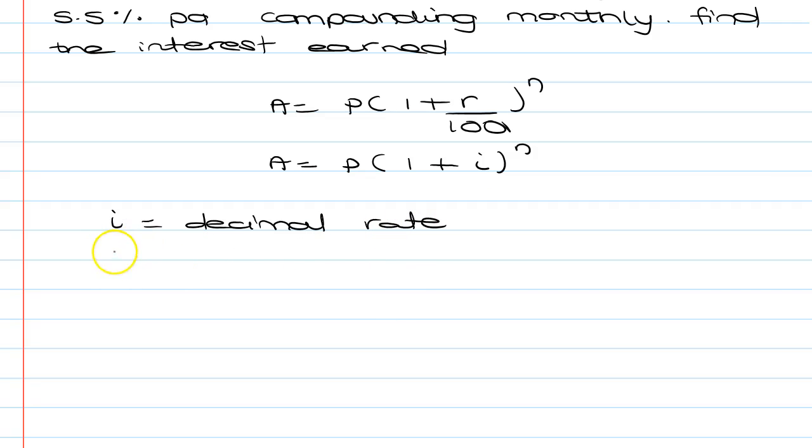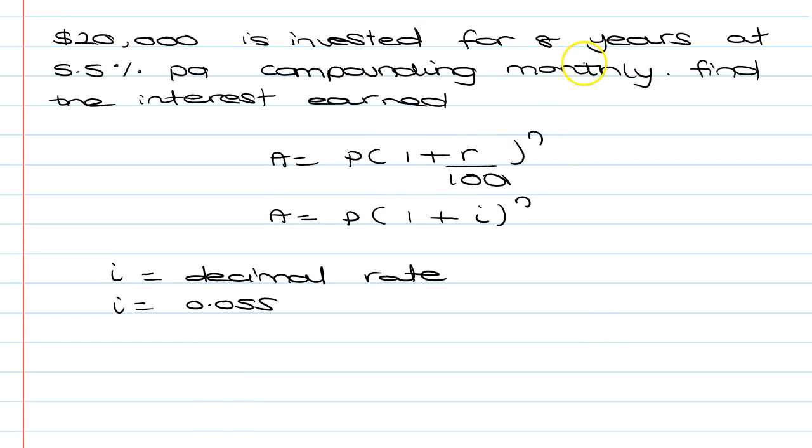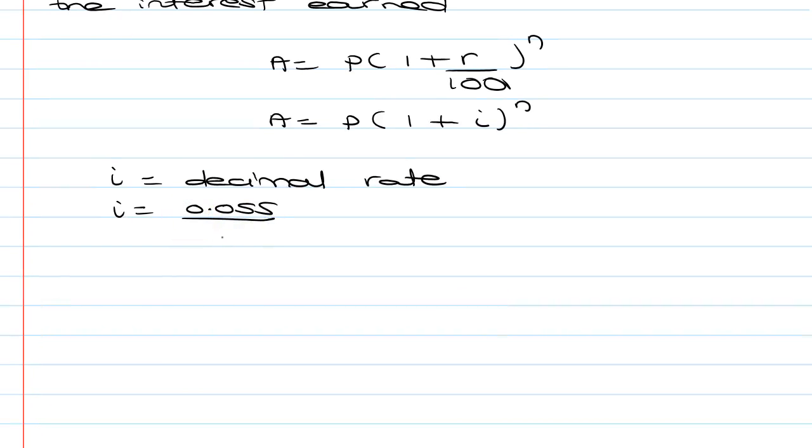So in this particular case, I is 0.055, but because it's compounding monthly, I need to divide it by the number of time periods that are in 1 year. So I'm going to divide by 12. Now, also, I need to look at the number of compounding periods, N in this case. N is 8 years, however it's compounding monthly. So what we've got to do is work out how many interest periods there will be. That's going to be 8 multiplied by 12, because there's 12 a year for 8 years, which gives us 96 months. So N is going to be 96 in this particular case.